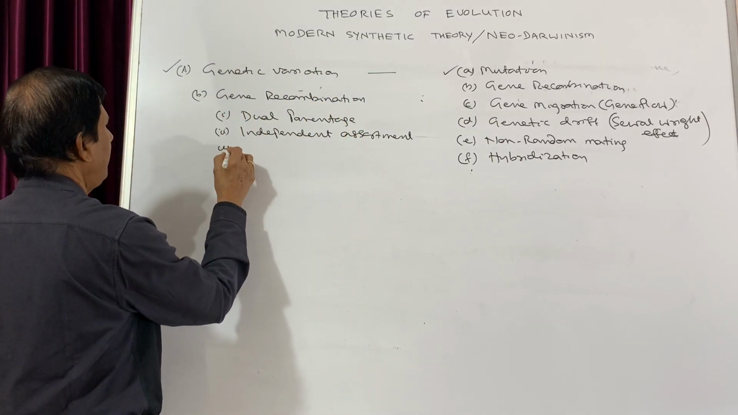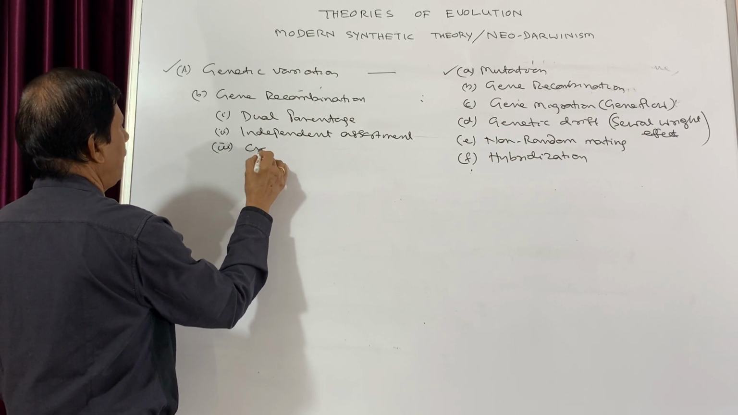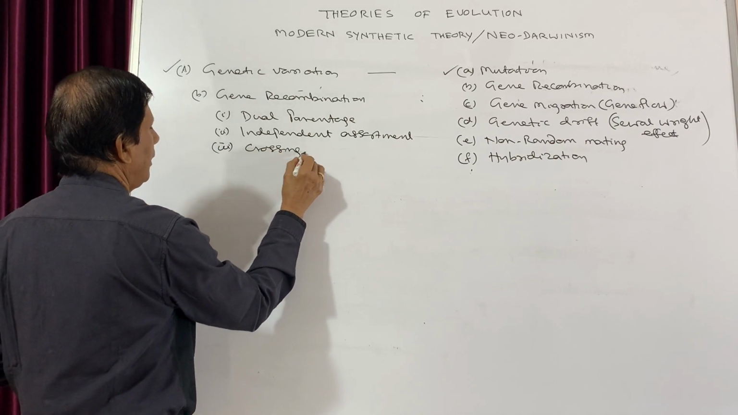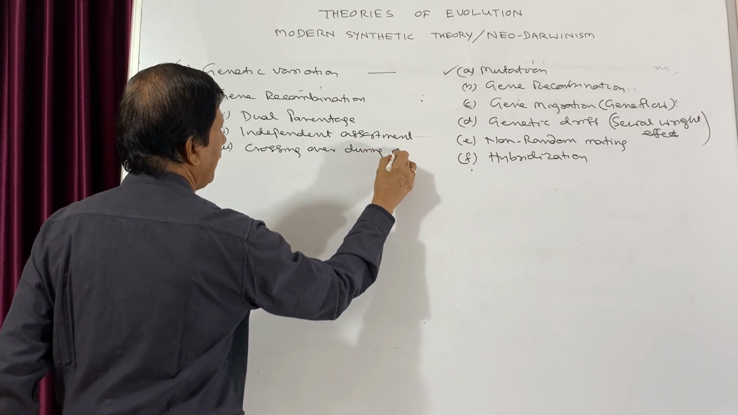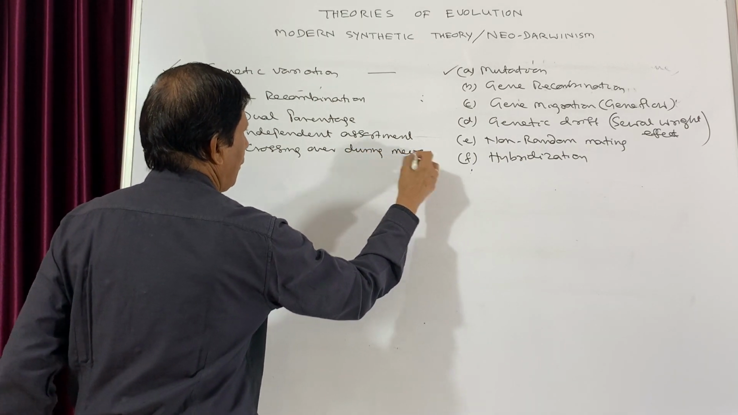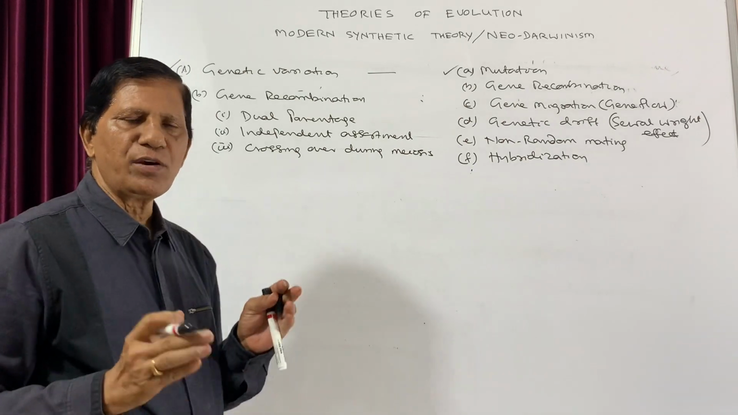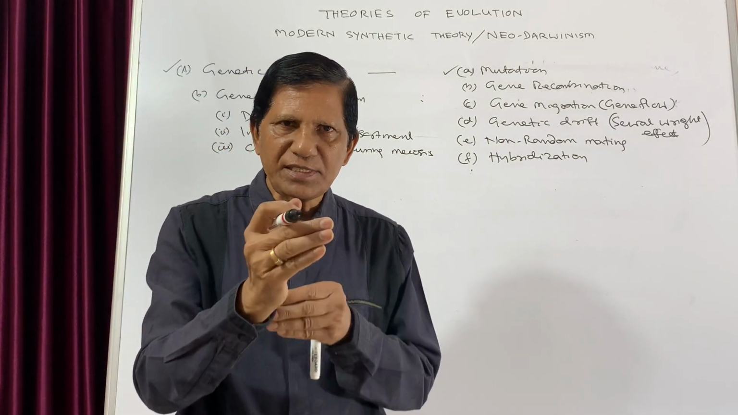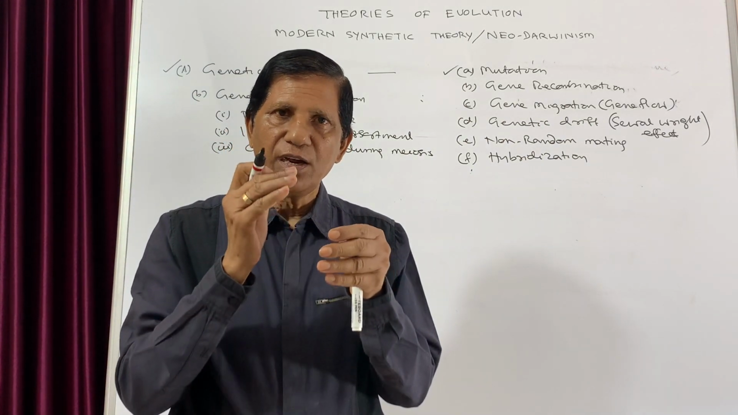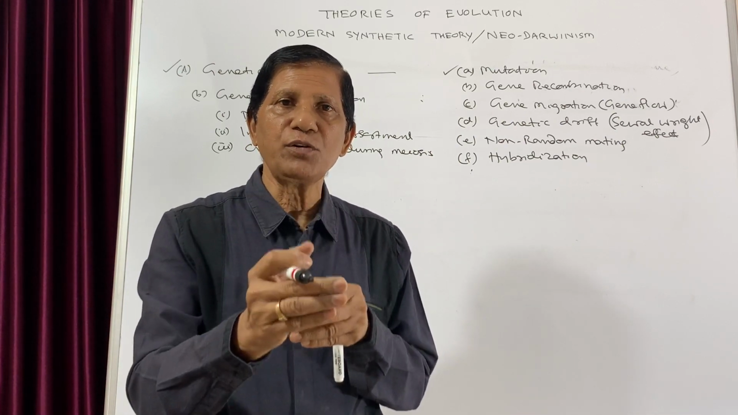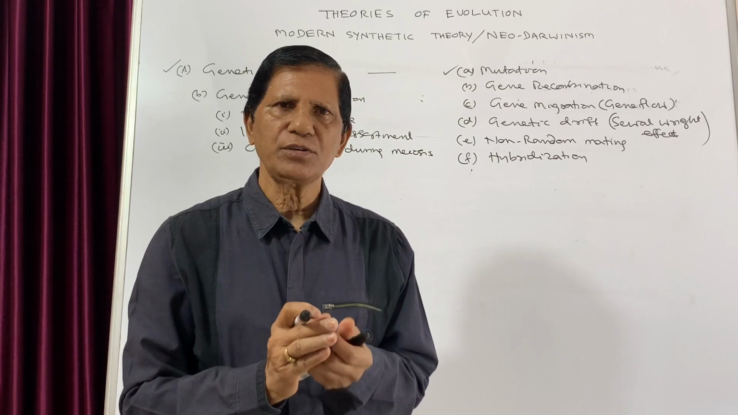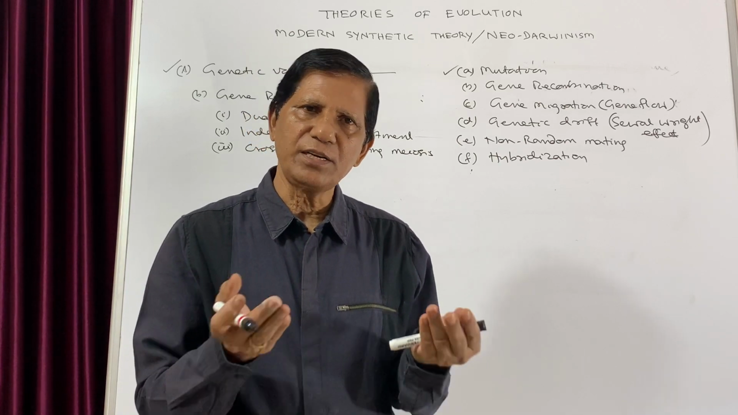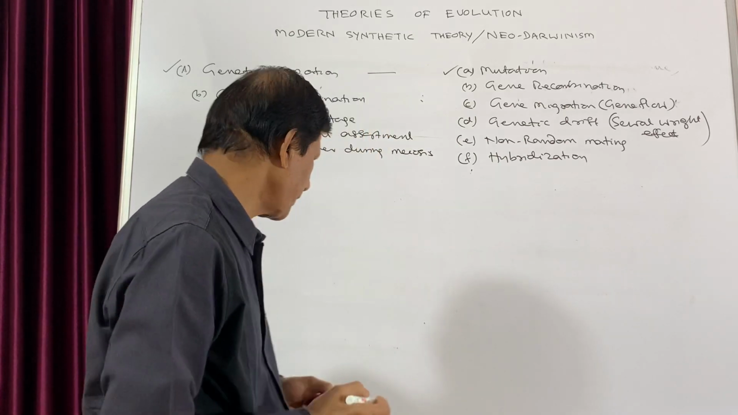The third point is crossing over. Crossing over during meiosis. So as again you know that during meiosis there is exchange of segments between the non-sister chromatids of the homologous chromosomes. That means there is exchange of segments. So naturally the characters vary. So that is one of the reasons.